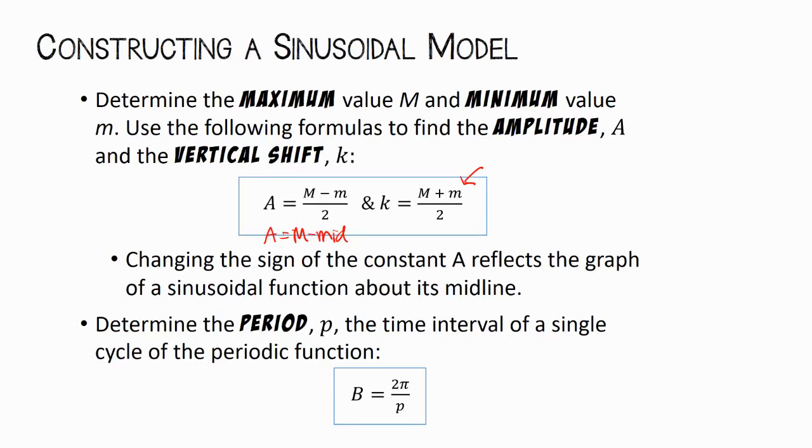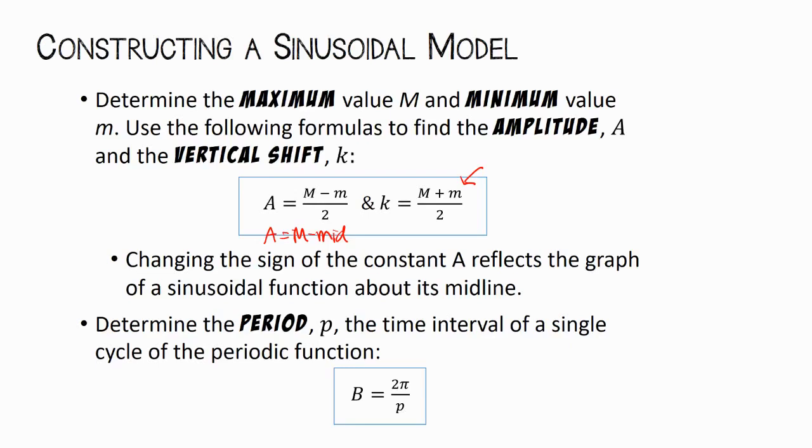Also, don't forget, changing the sign of the constant a out in the front will just reflect the graph over the midline. You also then want to find the period. So if you're looking at the graph, you're going to look at the period and determine a place where the graph starts and ends the pattern, before it starts repeating again.